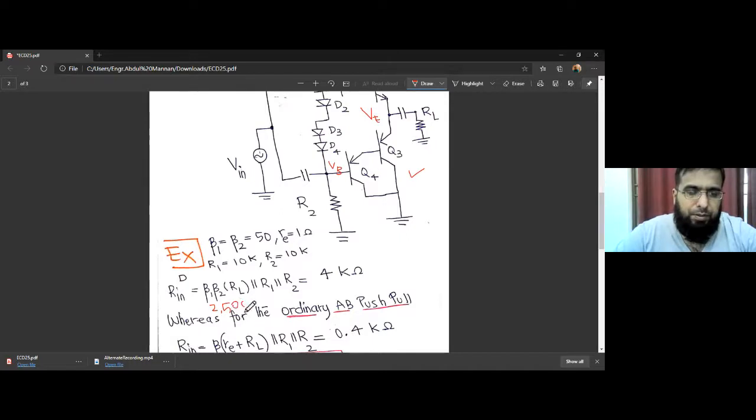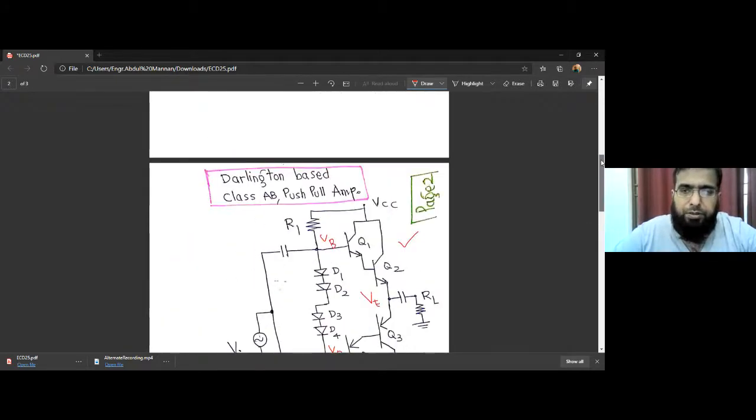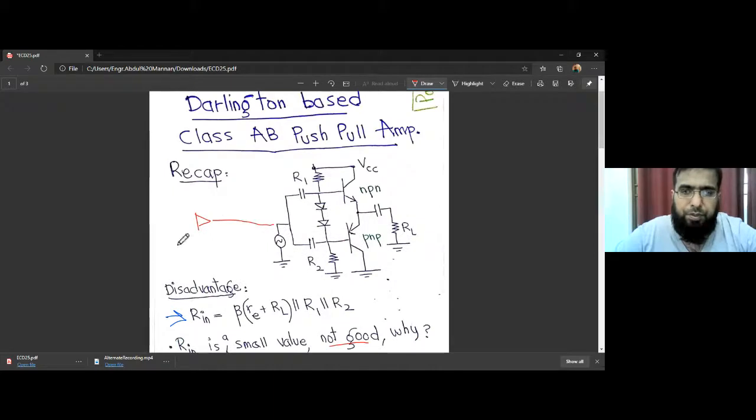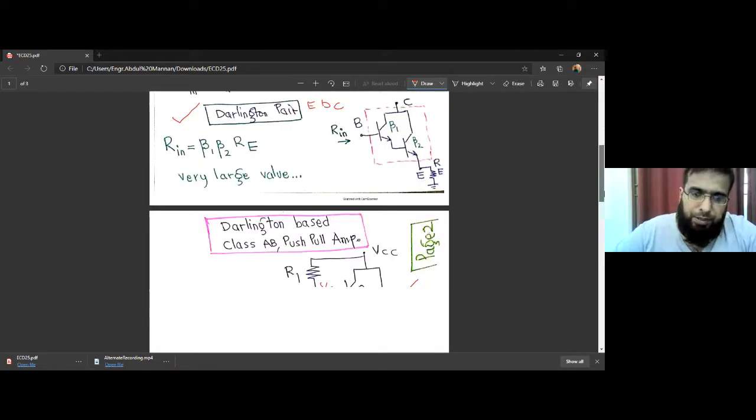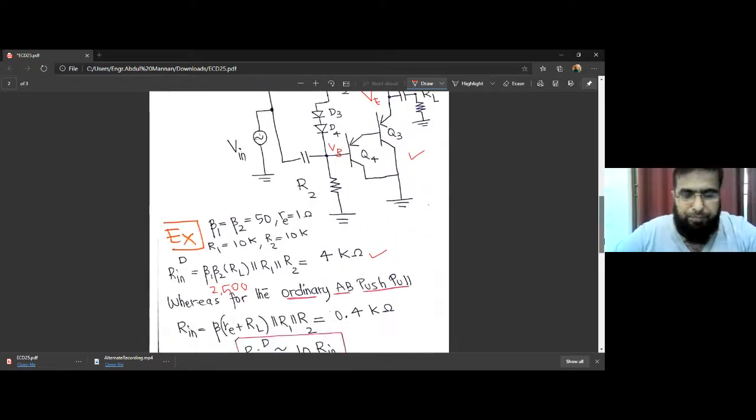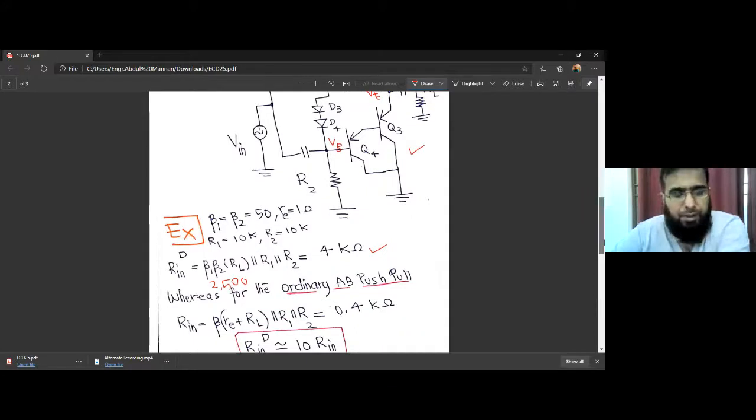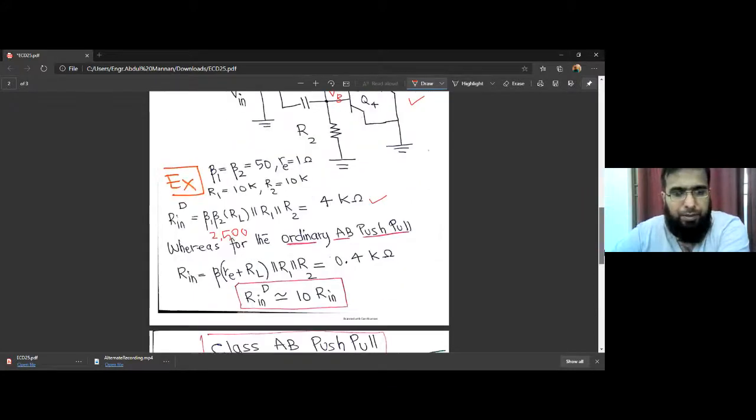So with 10K and 10K in place of R1 and R2, we get a 4 kilo ohm resistor as Rin. So let's see what Rin would be in the case of a simple class AB push-pull amplifier where we don't use a Darlington pair. Let's compare it so that we may convince ourselves that the Darlington pair offers better Rin.